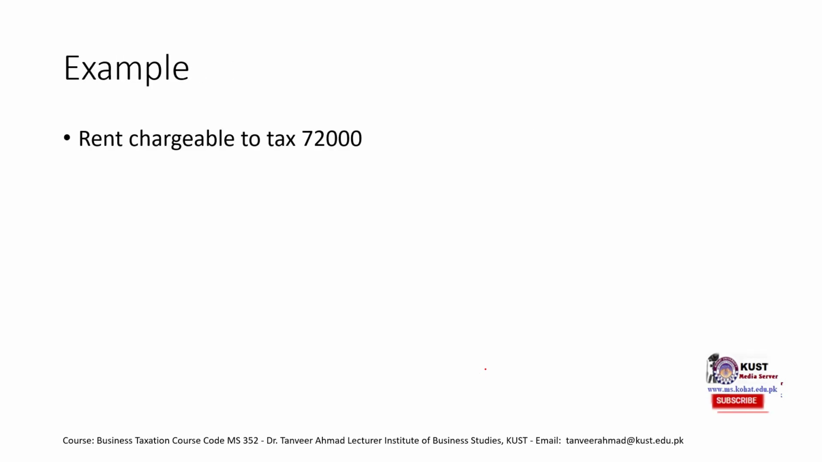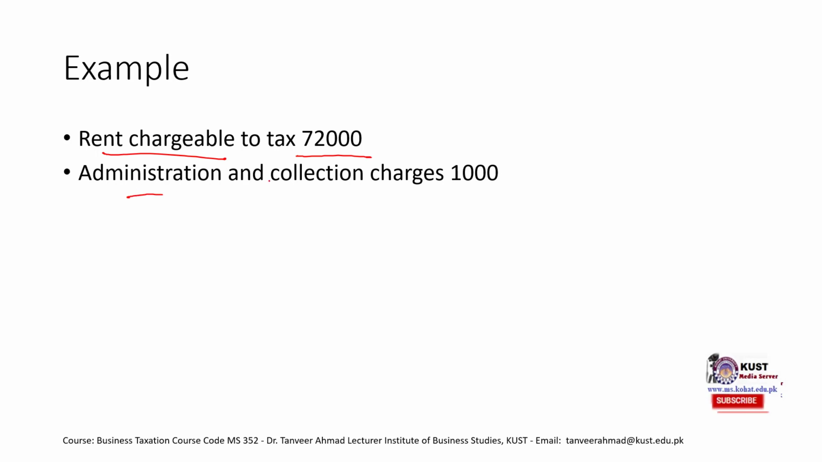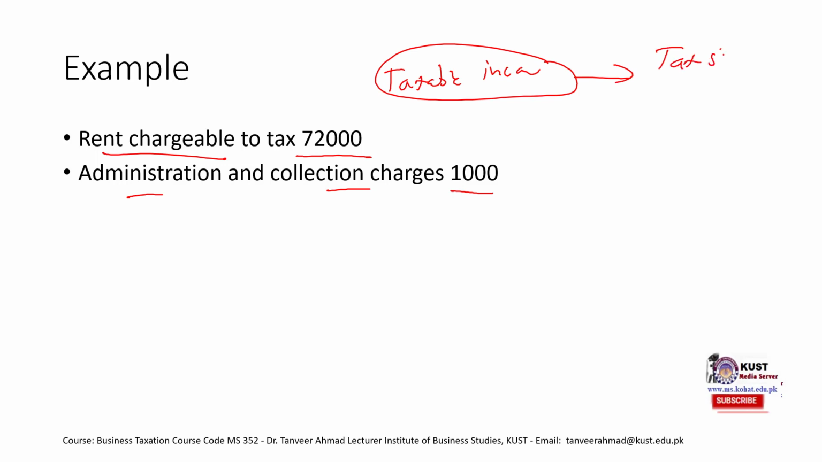We have an example over here. The rent chargeable is 72,000 rupees. Administration and collection charges are 1,000 rupees. And we need to calculate the taxable income. Remember, we first always calculate taxable income. We have been doing this in the previous chapter. We first calculate the taxable income and later on we would see there are different tax slabs and we would calculate tax based on those tax slabs.